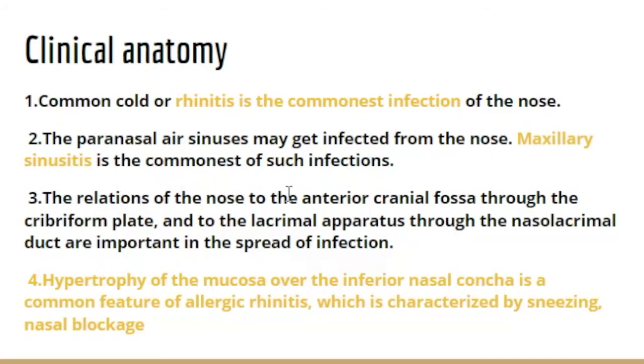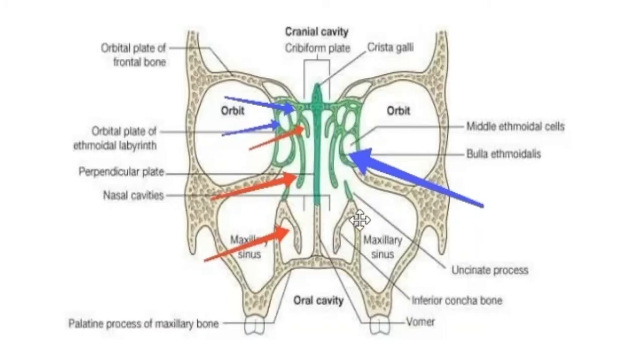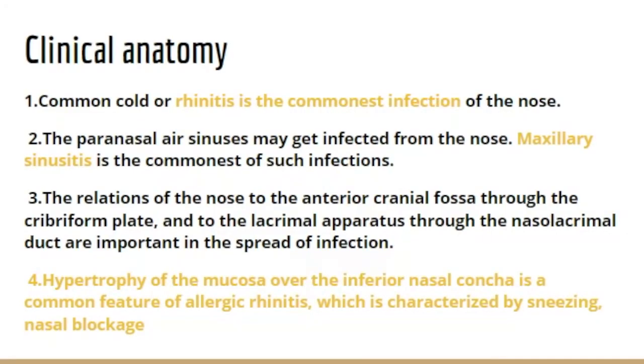Also, the relations of the nose to the anterior cranial fossa through the cribriform plate and to the lacrimal apparatus through the nasolacrimal duct are important in the spread of infection. So we'll just go over this in our coronal section again. We see that the nasolacrimal duct opens in the inferior meatus, right? And superiorly, we have the cribriform plate, which is connected to the anterior cranial fossa. So both of these can be a source of spread of infection. So with this, we have concluded our lecture on the lateral wall of the nasal cavity.